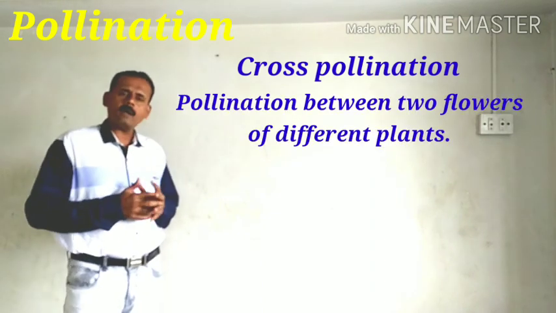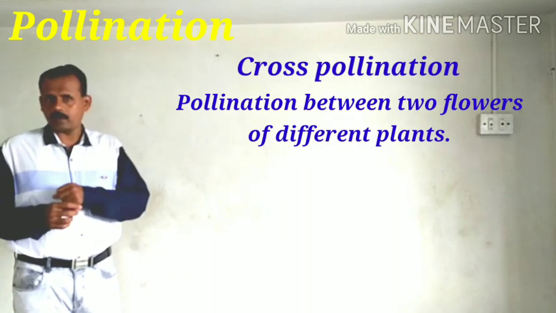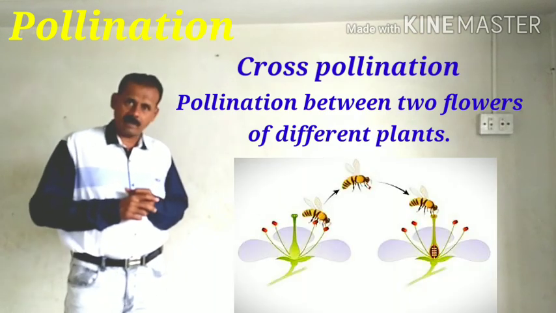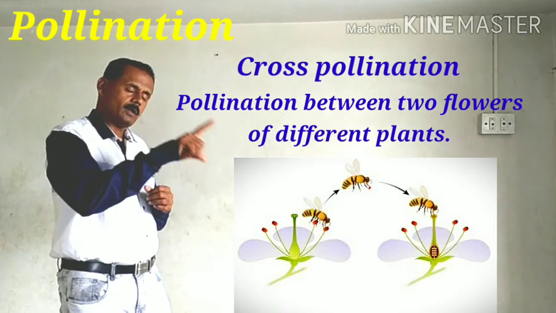Cross-pollination is a transfer of pollen grains from the anther of one flower to the stigma of another flower produced on another plant.